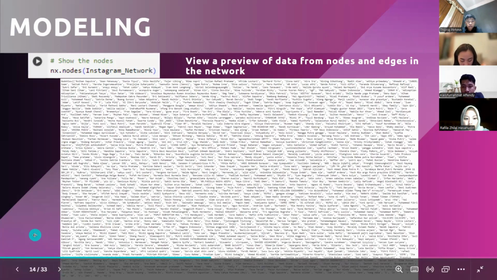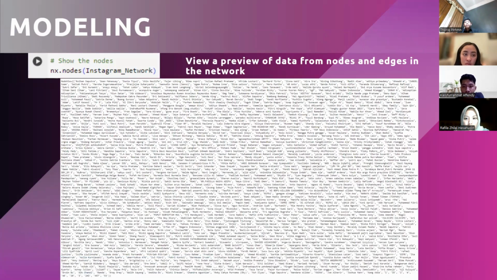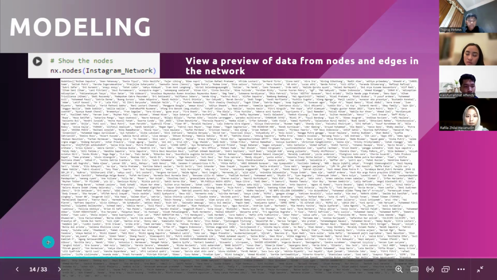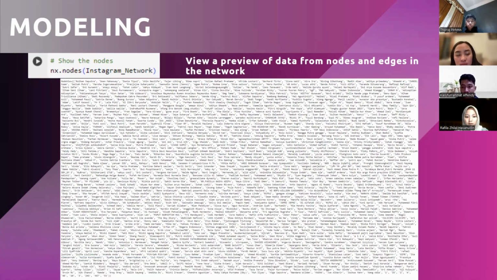Review data of nodes and edges. In this step, a preview of data from nodes is done using NX nodes. Nodes are individual elements in the network that represent users or other entities. The nodes data is displayed in full text format to provide an overview of the connected elements in the network. Next.